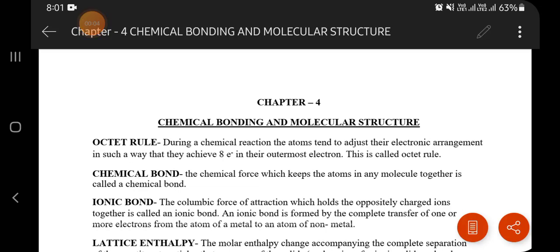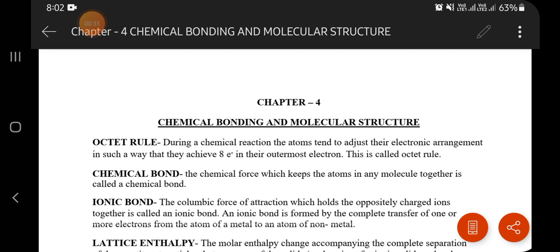In this video lecture, we will cover a new chapter of chemistry, that is chemical bonding and molecular structure. So let's begin with today's video. So first definition of the chapter is the octet rule. What does it describe? During a chemical reaction, the atom tends to adjust their electronic arrangement in such a way that they achieve 8 electrons in their outermost shell. This is called octet rule.